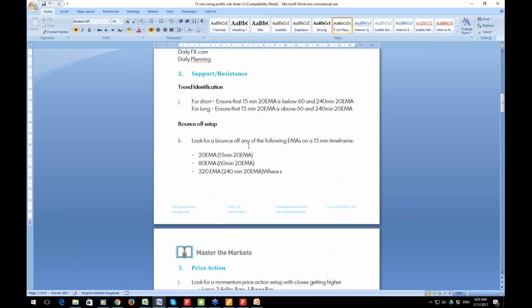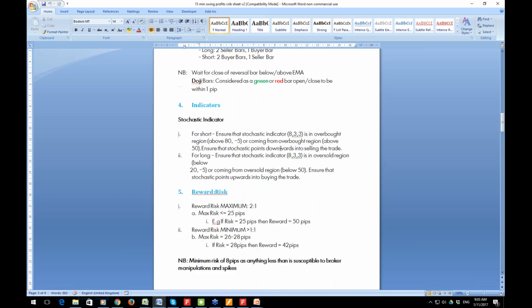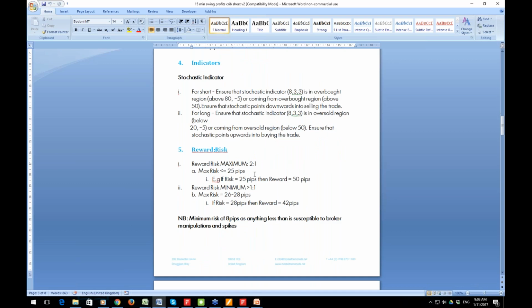We're looking for a bounce off any of the following EMAs: 20, 80, or 320. And what we're looking for is a close below or close above any one of those EMAs. All right, momentum price action setup. I already told you the momentum price action setup. Stochastic, I already told you how to look at it as well. If you're going for a short, it's overbought; if you're going for a buy, it's oversold.